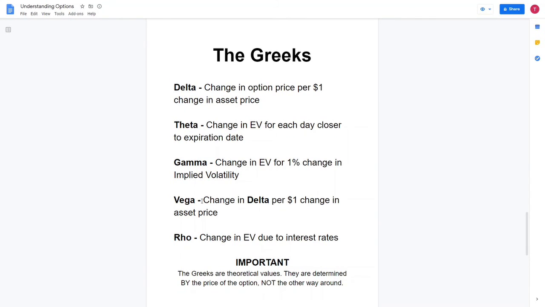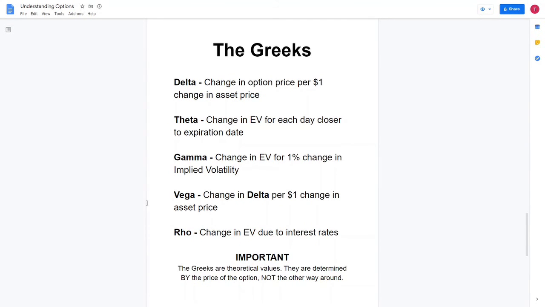Vega represents the change in delta for every $1 change in the asset's price. As an option becomes further in or out of the money, its delta will increase or decrease accordingly. So vega is what we use to measure that. Lastly, we have rho. Rho is not very important. It is the change in extrinsic value due to the change in interest rates.